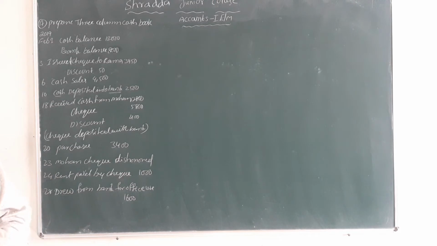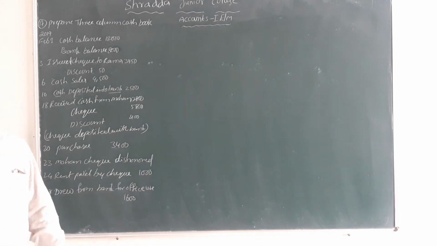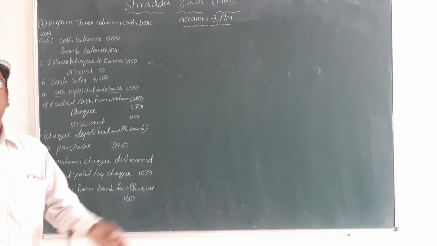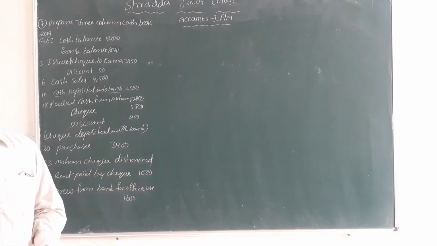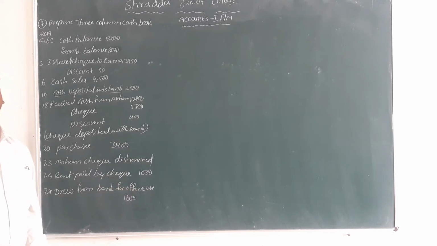What can we draw? From the bank we can draw only cash. Just think here. Draw from bank, what can we draw? Just think. So the amount we can draw is the cash amount in the bank. That's why here it is cash drawn from bank for office use.